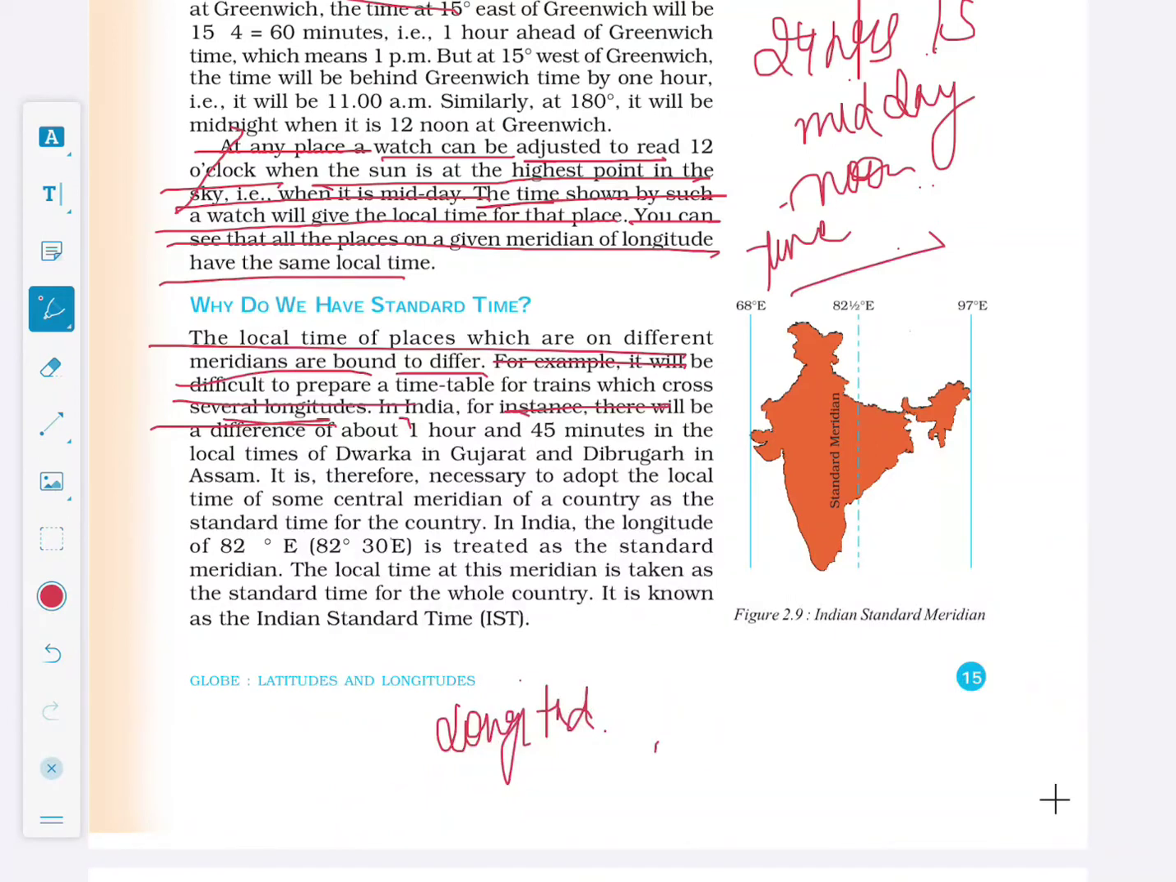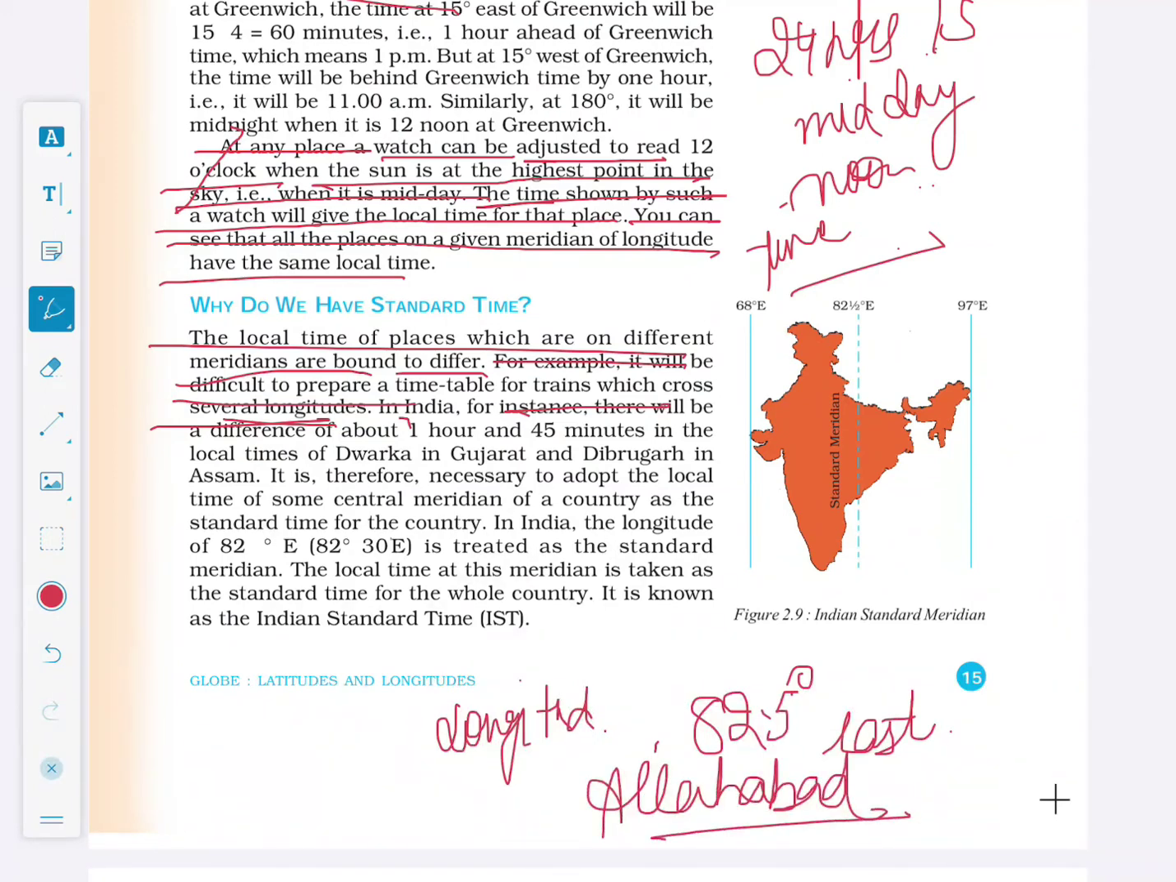The standard meridian of India is 82.5 degrees east longitude, which passes through Allahabad. The local time at this meridian is taken as the standard time for the whole country. It is known as the Indian Standard Time. We can say that this is the standard meridian, and the standard meridian of India is 82.5 degrees east, which passes through Allahabad.